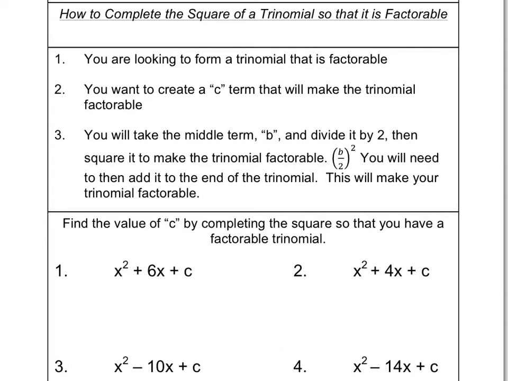Okay, so we want to create a C term that will make the trinomial factorable, right here, number 2. In order to do that, we're going to take the middle term, B, and divide it by 2 and then square it to make the trinomial factorable. So you're going to see this a lot, B divided by 2 squared. Okay, you'll need to then add it to the end of the trinomial. This is going to make your trinomial factorable.